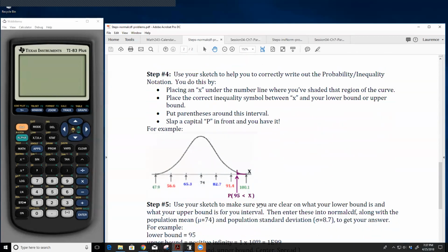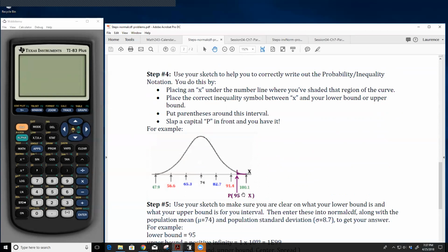Oh, and then we have this probability inequality notation. Your sketch will help you with that. So you know this number is 95, so you put that in there. And you shade it in the right, so you put your X over on the right-hand side. So you got 95 here. And then you put in your inequality.